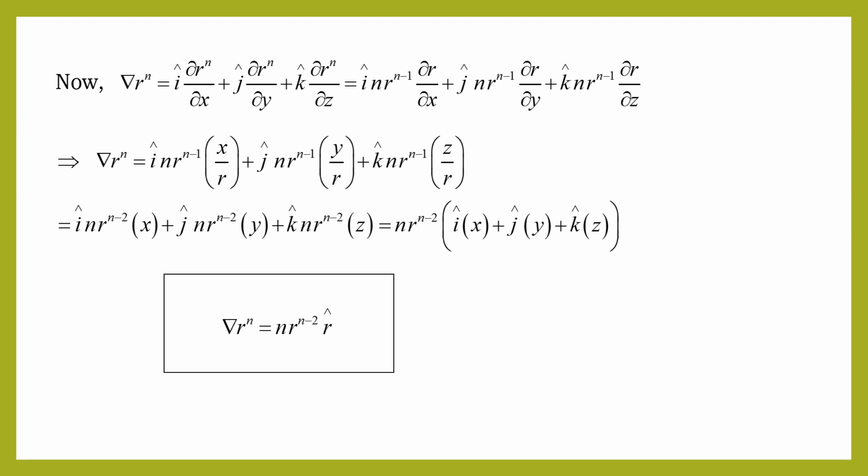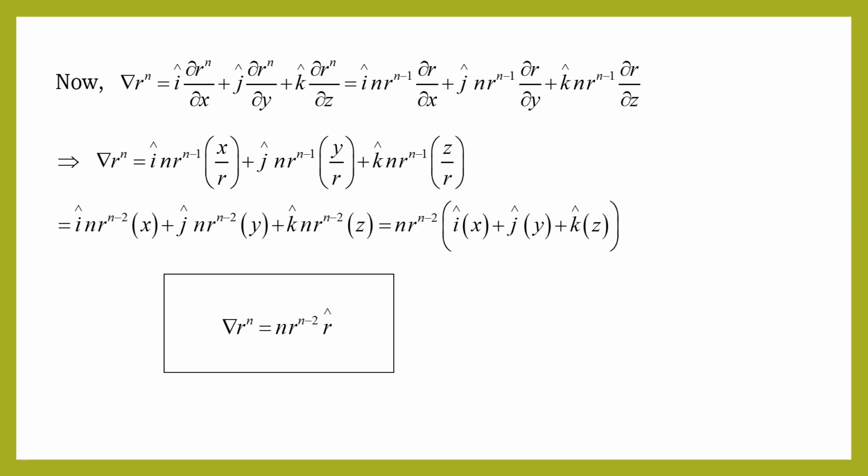I have already mentioned one point. r^n is a scalar field or a scalar point function. Gradient can be found for scalar point functions only. Because r^n is a scalar point function, we can find its gradient. Let us find the gradient of r^n now.